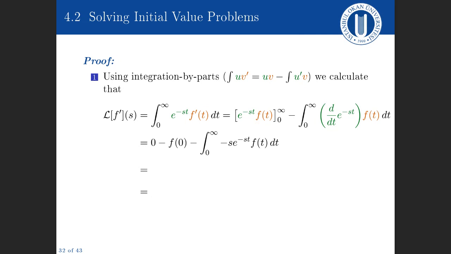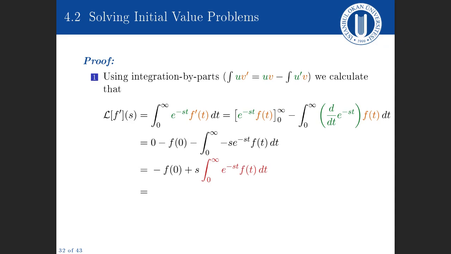So what do we have? If we put infinity in, we get e to the power minus infinity, and that's just 0. If I put 0 in, I'm going to get e to the power 0, which is 1, multiplied by f of 0. In other words, I'm just going to get f of 0. Minus the integral from 0 to infinity, minus s e to the power minus st f of t dt.